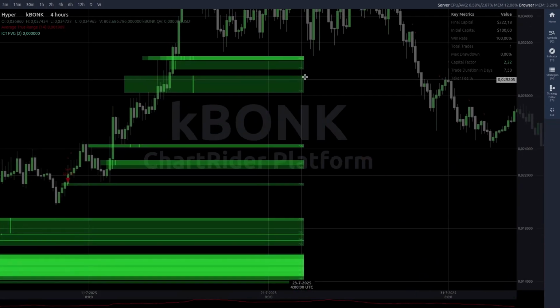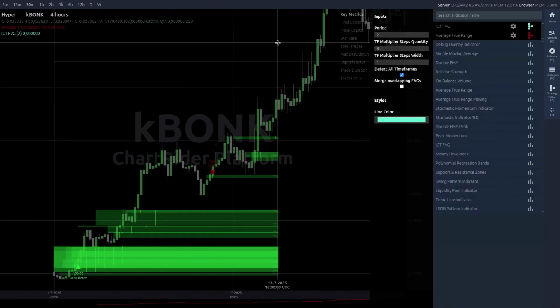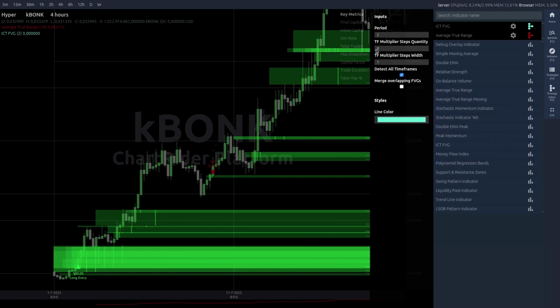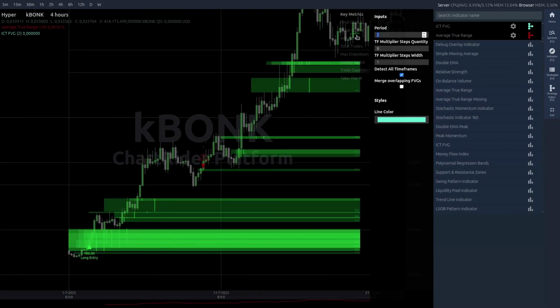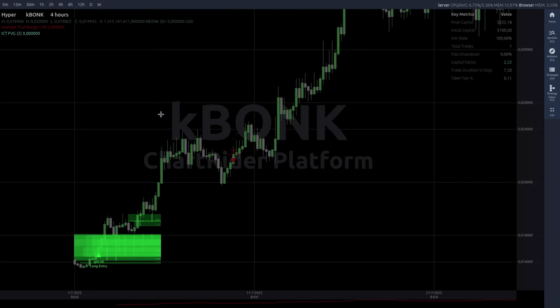Okay, let's take a look at the configuration panel. You can press F3. You have several values here, the period, which for now we forget. This is the most important value here. Now it's 8. It's the time frame steps quantity, the time frame multiplier quantity. It means the following.